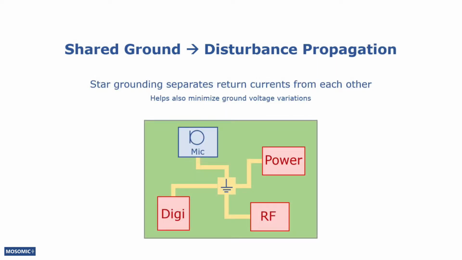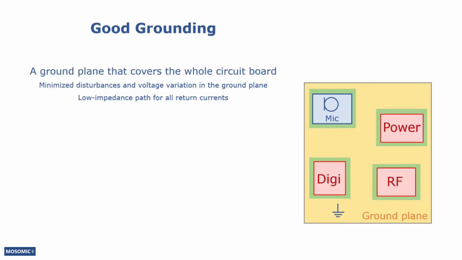Like I mentioned in episode 17, the star grounding system can be used in the device to help separate microphone return currents from other currents. This also helps minimize voltage differences between the ground at the microphone and the ground at the system that receives the microphone output signal. If possible, the ground plane should cover the whole circuit board so that it provides a low impedance path for all return currents. This minimizes disturbances and voltage variation in the ground plane.